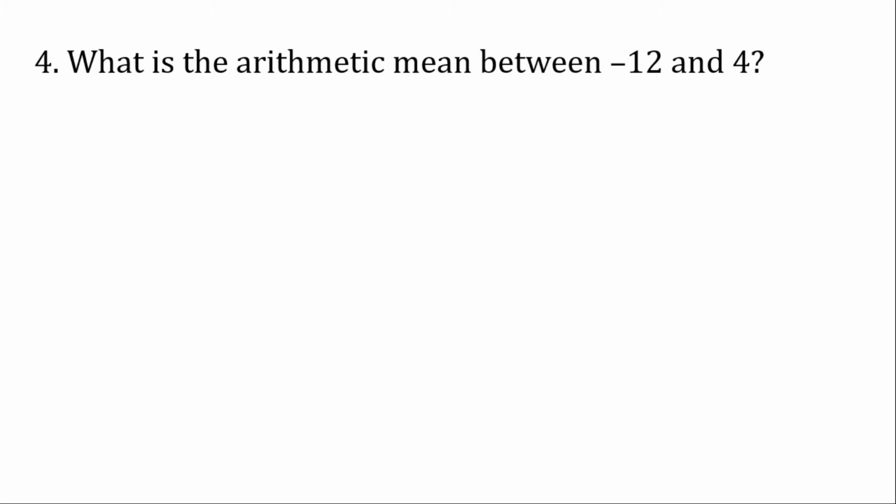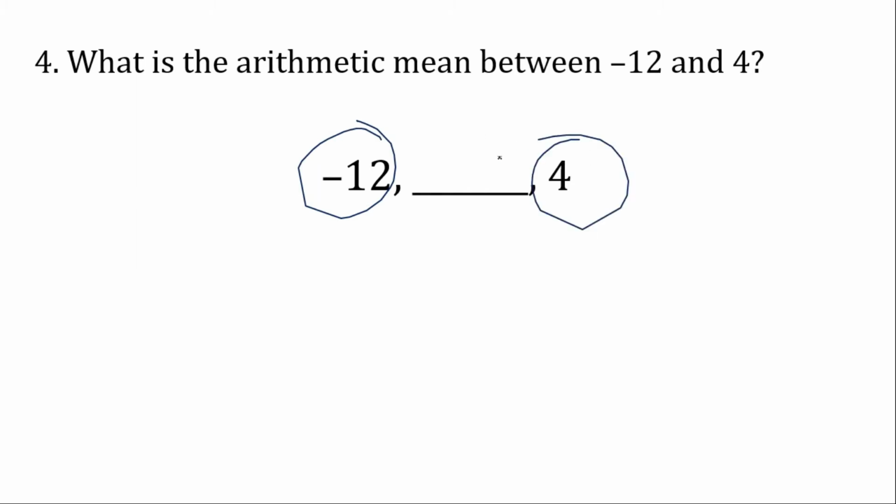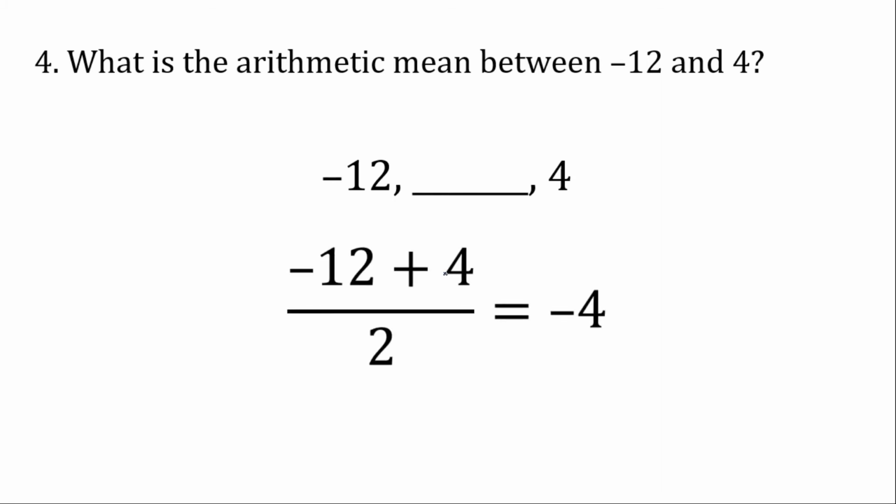What is the arithmetic mean between negative 12 and 4? To answer this, let's illustrate the problem first. We have negative 12, blank, and 4. We need to put a number here that would make this an arithmetic sequence. How do we do that? Let's add the extremes, the terms at the very end. So negative 12 plus 4, then divided by 2.